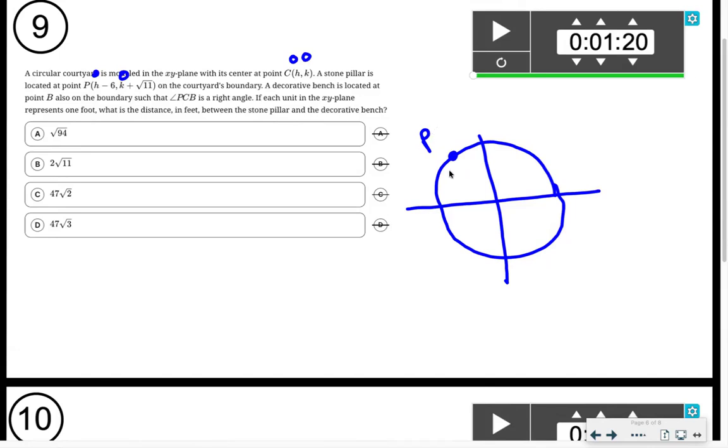A decorative bench is located at point B, also on the boundary, such that PCB is a right angle. So this is C. So I'm going to put B here just so visually it looks right. It could be in the third quadrant too, but I'm just going to make it in the first just to make it easier. So I have that. Okay. What is the distance between the stone pillar and the decorative bench?